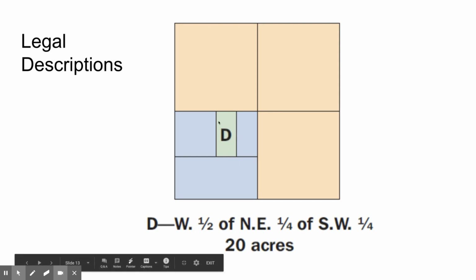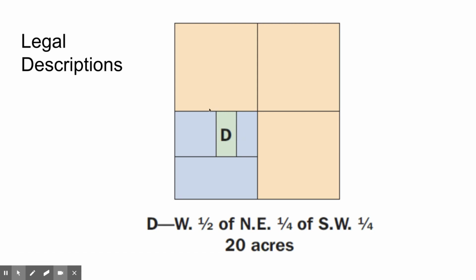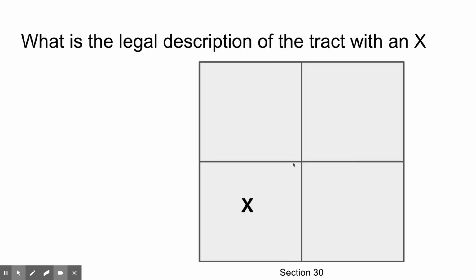So this is the west half of... now when you get down into this area, you forget this, you forget this. So between here and here, is it east or west? Well, it's west. West is on this side. So it's the west half of the northeast, because this compared to this is the northeast 1/4 of the southwest, because in the whole picture down here is the southwest 1/4. It's 20 acres.